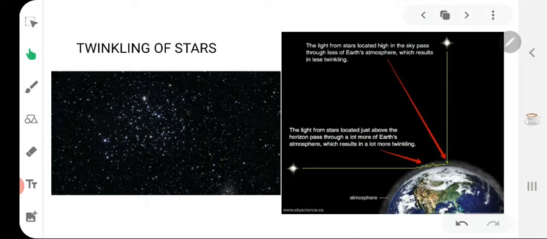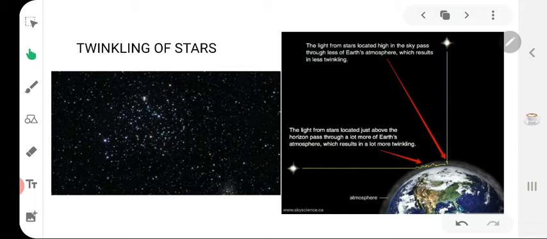Now, when we look at a star on a clear night, the intensity of light coming from it appears to be continuously fluctuating. At one moment, the star appears to be quite bright, but at the very next moment, the star becomes dim, and so on. This random fluctuation in the observed brightness of a star is called twinkling of a star. The twinkling of a star is on account of atmospheric refraction of light.